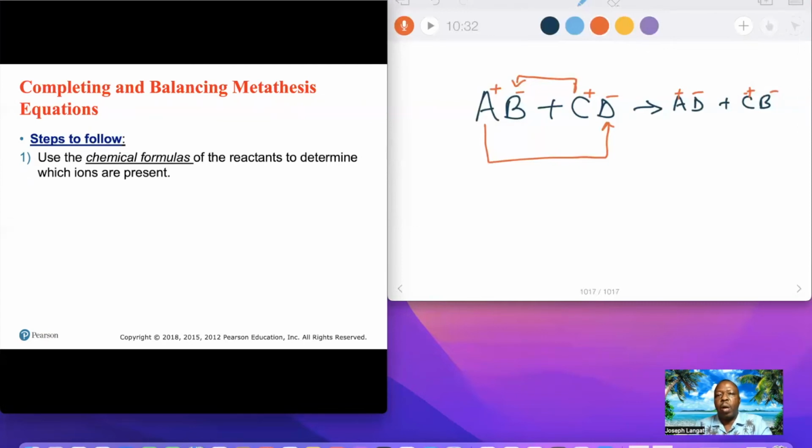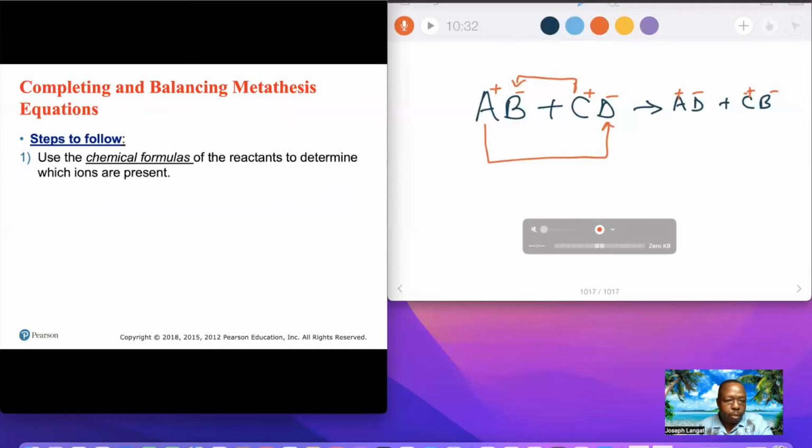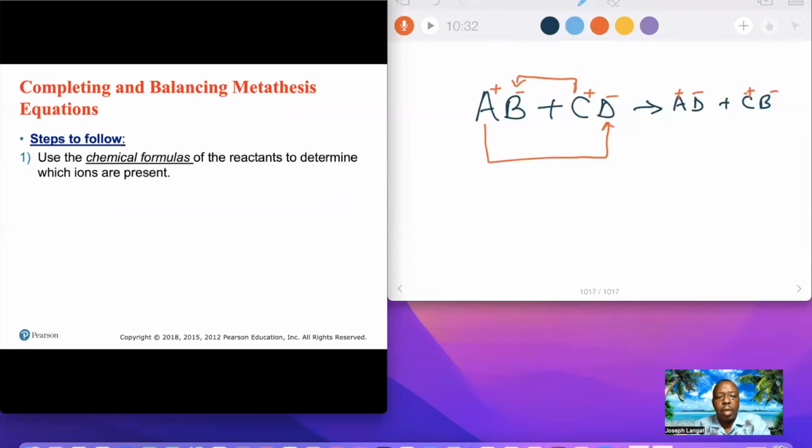Balancing. What I have here is not balanced, but we're going to look at that. So step number 1 is to write the correct chemical formulas for the reactants and the products. Remember what we said earlier on for lead nitrate plus potassium chloride. If you don't know how to write the correct chemical formulas, it's going to be hard to balance the equation.